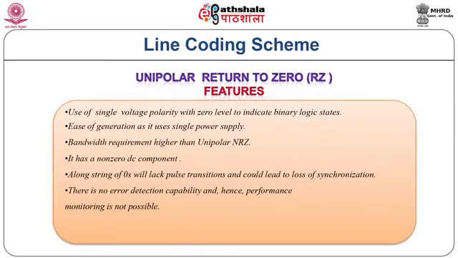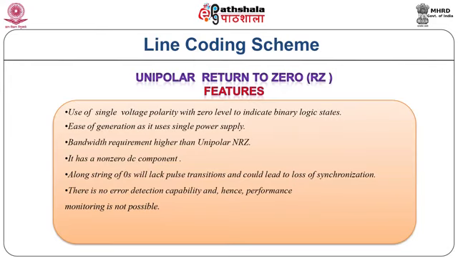Let us now discuss the next type of unipolar encoding scheme, return to zero. NRZ suffers from lack of synchronization, non-zero DC component and baseline wandering. To overcome the shortcomings of the NRZ, return to zero, RZ code was developed. This scheme, like NRZ, makes use of only single voltage polarity with zero to determine the binary logic state. The main advantages of unipolar RZ are ease of generation since it implements a single power supply.